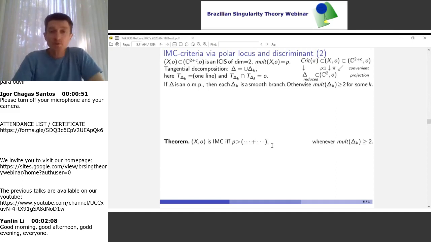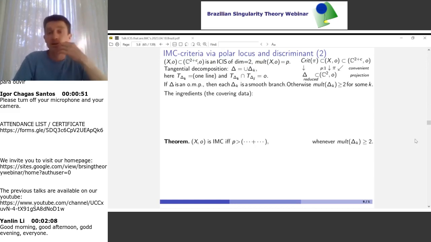So, theorem. First of all, I will state it, and then I will explain all the ingredients. The theorem is that the isolated complete intersection surface singularity is inner metrically conical if and only if p, the multiplicity, is bigger than something. I will define what sits in the brackets. Whenever the multiplicity of delta k is bigger or equal than 2. So this is an if and only if criterion. What it tells: take the discriminant, decompose it tangentially, and for each piece of the decomposition which is singular, verify this inequality. And now I will speak about what the ingredients inside the brackets are.